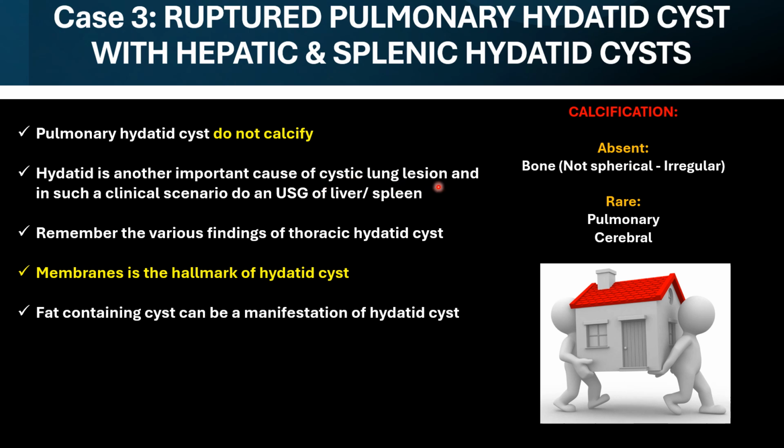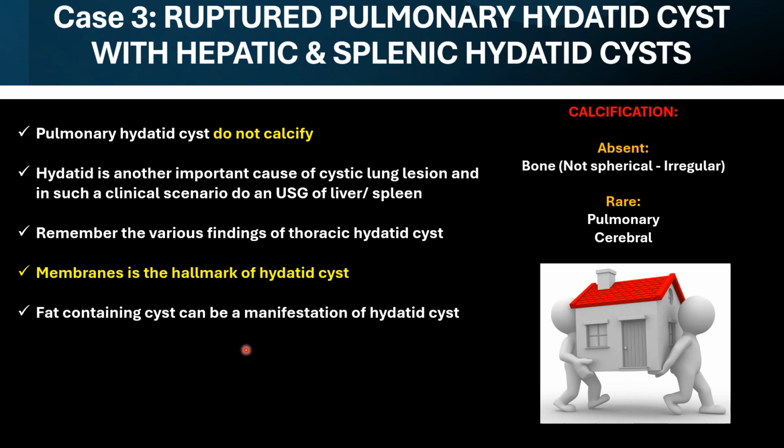So hydatid is another important cause of cystic lung lesion, and whenever you see a simple cyst kind of looking thing in ultrasound, do go back and do an ultrasound. Because that is an active stage in which the patient will require treatment. So we saw the various signs, the three signs and the six signs of complete and incomplete rupture. Membrane is the hallmark.